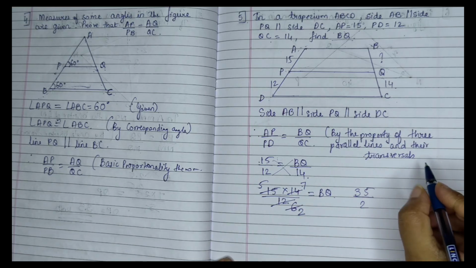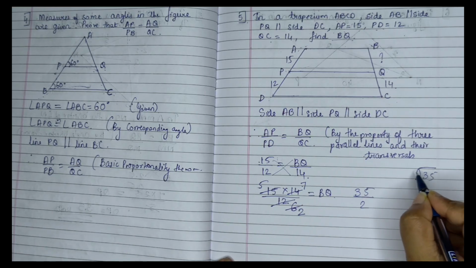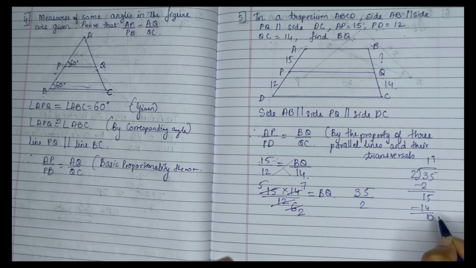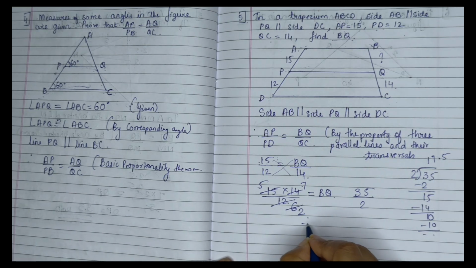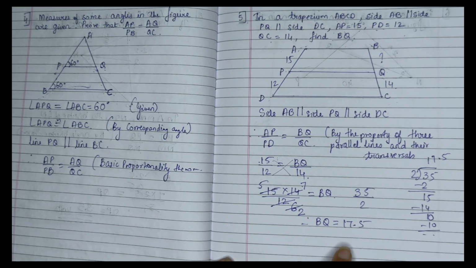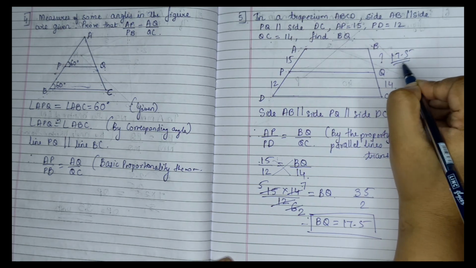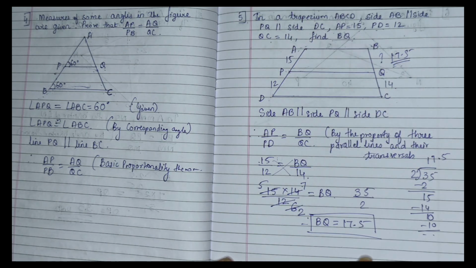Now this 35 upon 2, if you divide 35 by 2, 2 1s are 2, 2 7s are 14, 2 5s are 10. So you get 17.5. Therefore BQ is equal to 17.5. This is what we had to find. BQ is equal to 17.5.